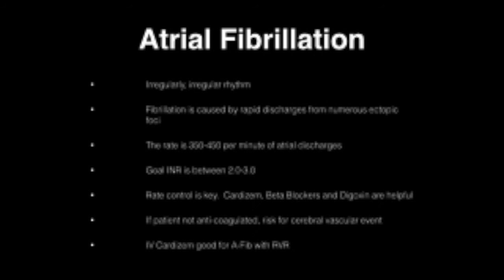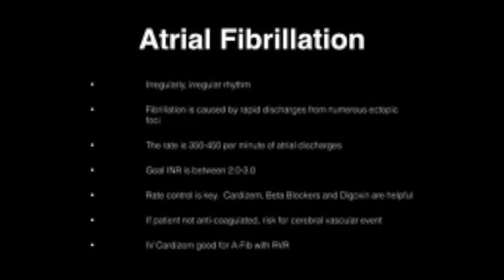With atrial fibrillation, it is known as an irregular rhythm characteristically. So what that means is you're going to have irregular beats occurring at irregular times. The QRS complexes are not going to march out, and that's different from atrial flutter. I'll get to that in a minute. Atrial fibrillation is caused by rapid discharges of numerous ectopic foci in the atria. The rate of the atrial discharges is approximately 350 to 450 per minute.